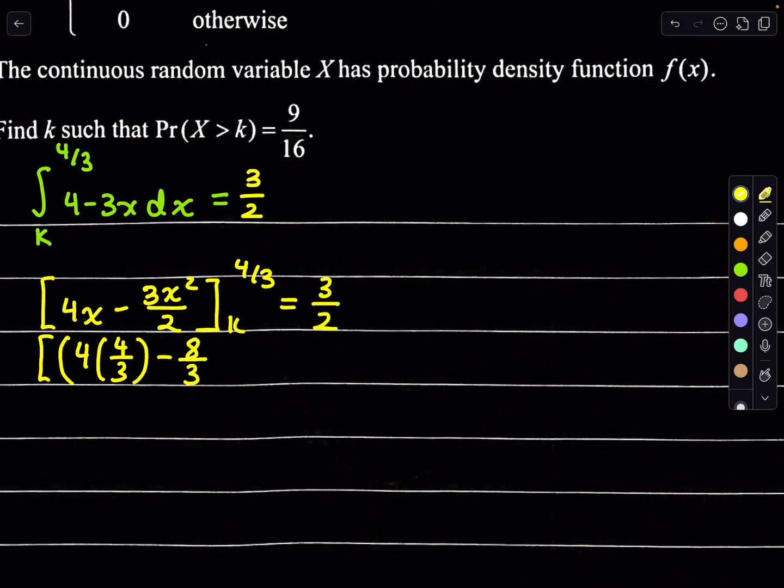And what we can do is close that bracket. And of course, 4 times 4/3 is 16/3. So let's write that, 16/3. And can you see the denominators are the same, so we can subtract them. What's 16 minus 8? That's 8/3. This whole thing becomes 8/3. Done. Then we're going to minus this whole thing by now subbing k into it. So k into this whole thing, which is 4k minus 3k²/2. And close that bracket like that.